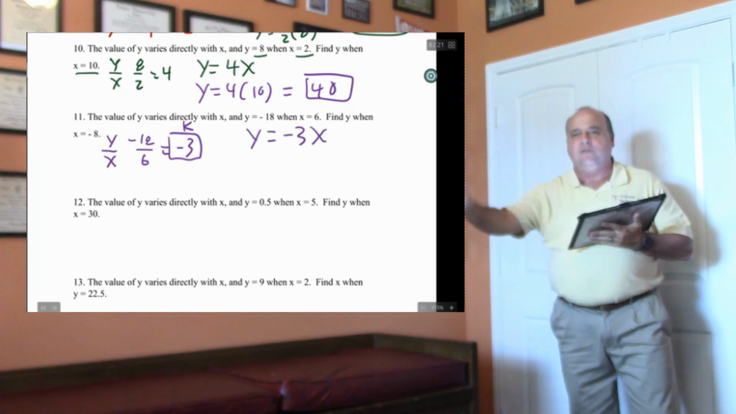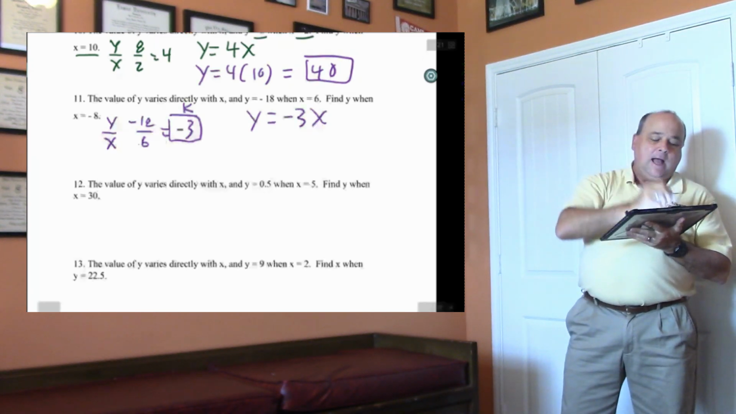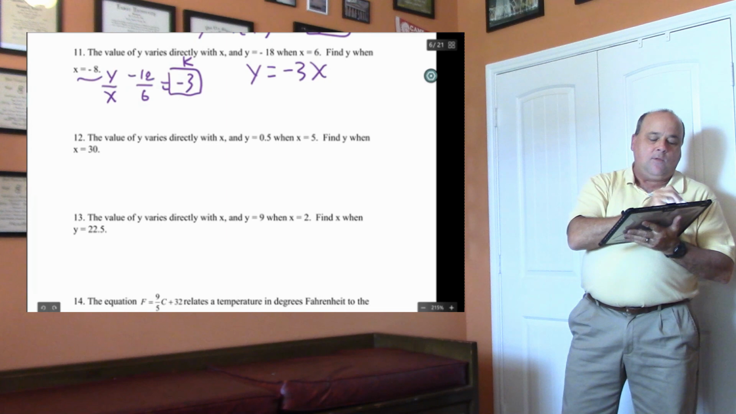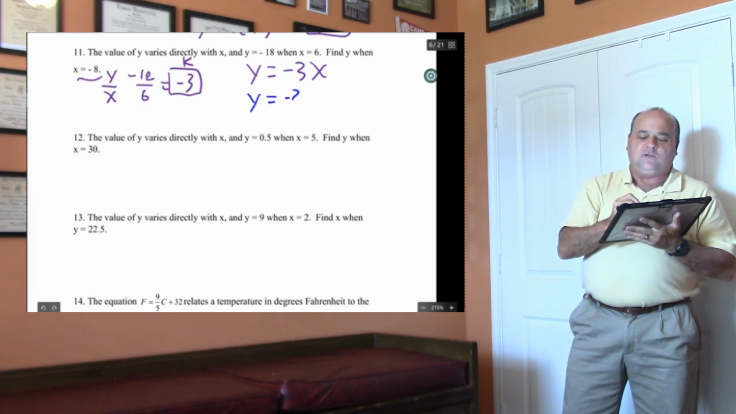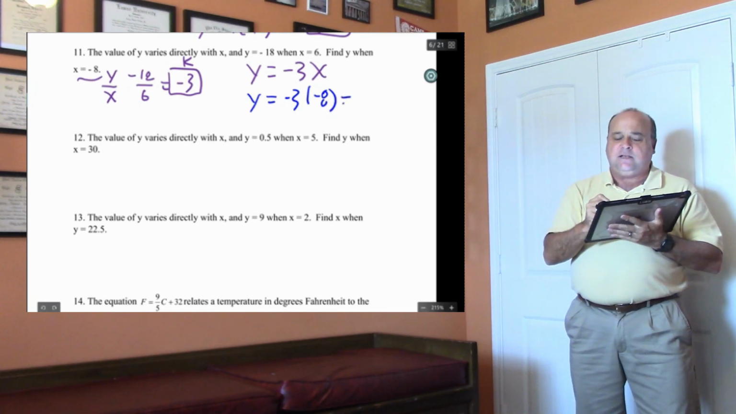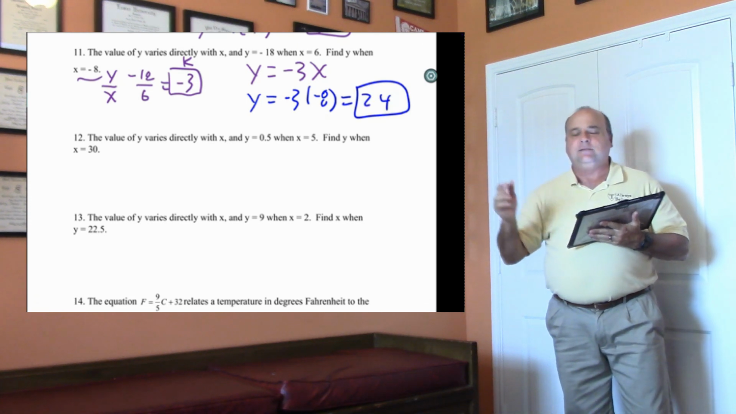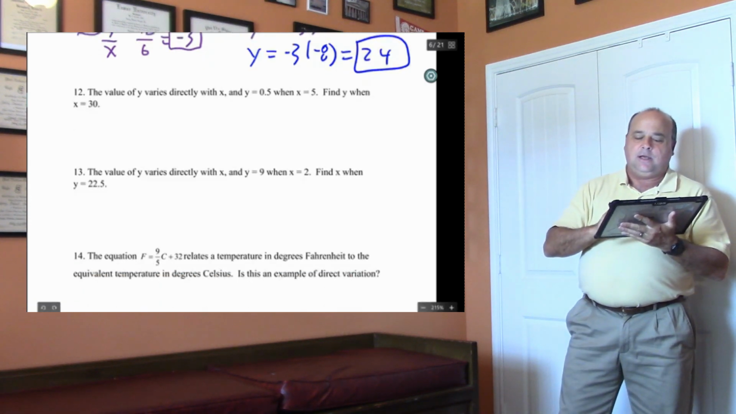I'm either going to be given the y or the x. I'm going to plug it in, solve for the other number. I'm given x is -8, aren't I? So I'm going to write down y equals -3 times -8. -3 times -8 is a positive 24. Piece of cake. This is not rocket science, okay?